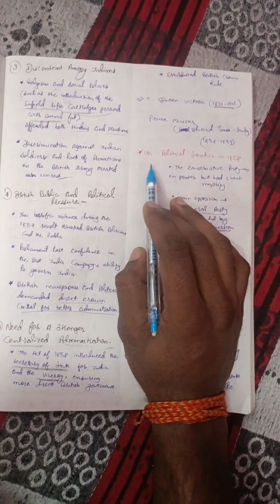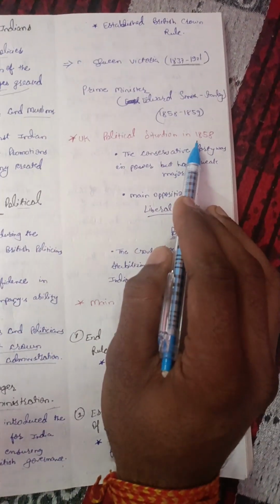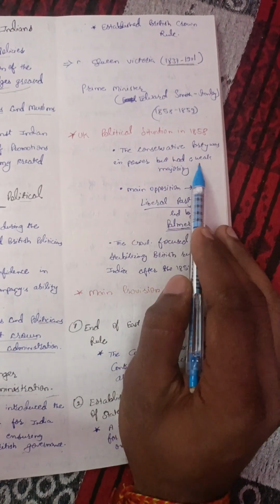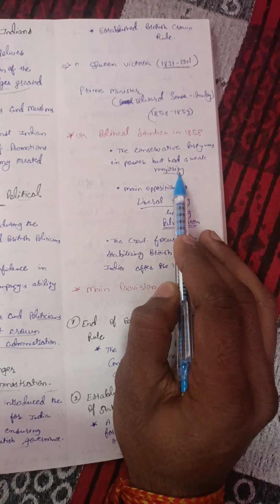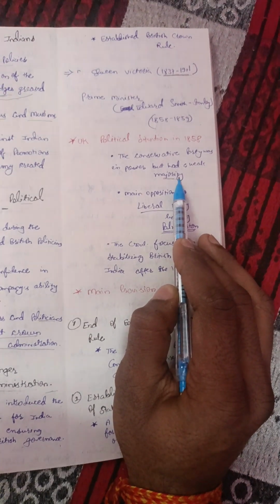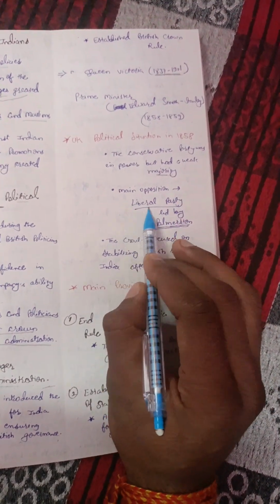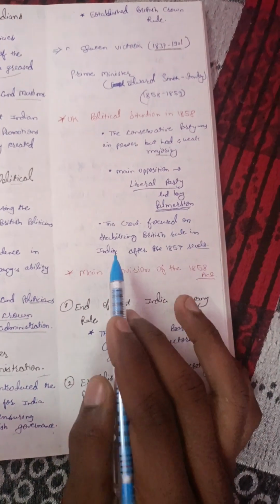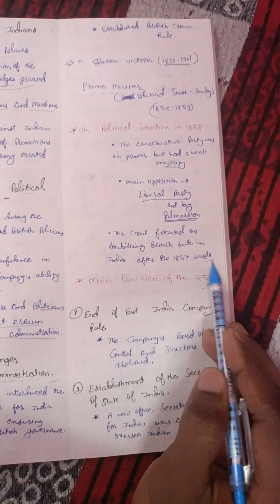And let's see what the UK political situation was in 1858. Basically, the Conservative Party was in power but had a weak majority. The main opposition was the Liberal Party, led by Palmerston. The government focused on stabilizing British rule in India after the 1857 revolt.